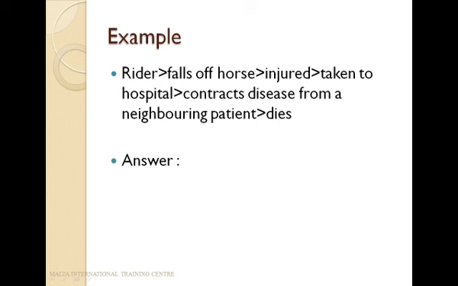In fact, if we had to change the story of the rider and say that the rider fell off the horse, then was injured, taken to hospital, contracting a disease from a neighboring patient and also dies, in this contrasting case, you will note that the facts are not the same. Although we had the same accident, the same cause, and the same loss in which the rider also died, however, there is a new intervening cause.